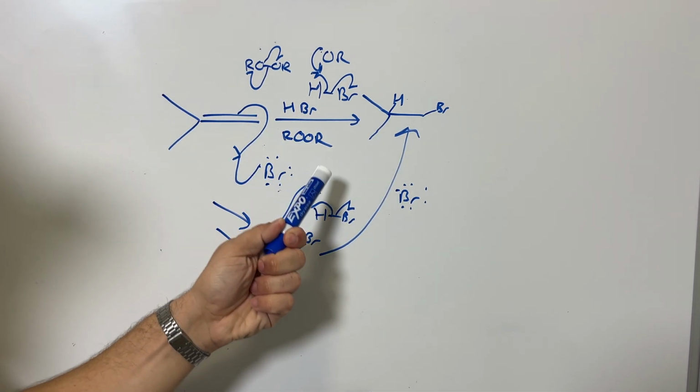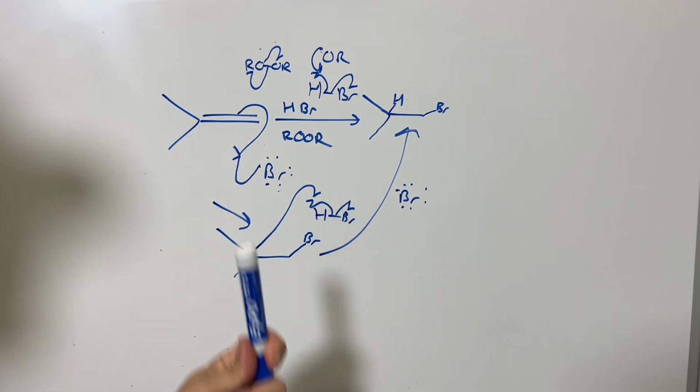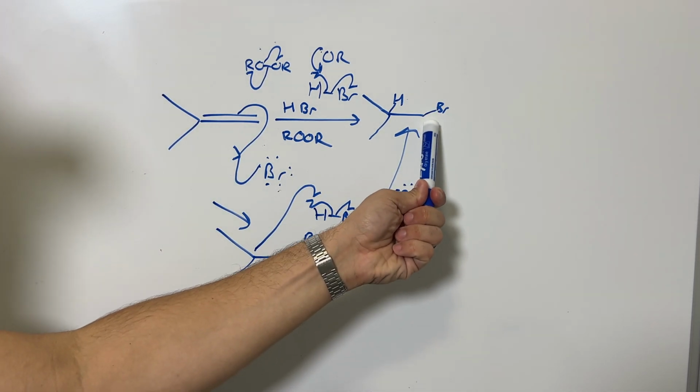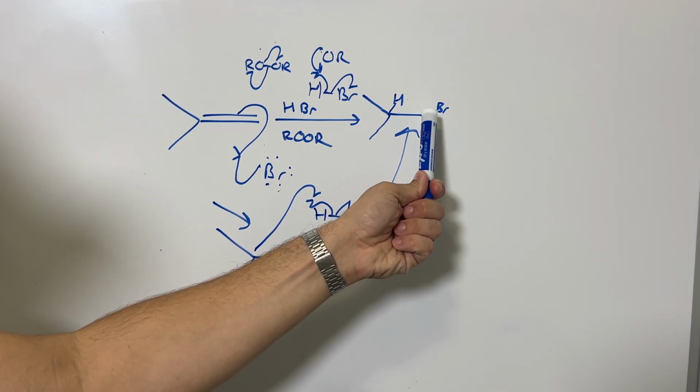We need peroxide present, and that peroxide presence causes it to proceed through a radical mechanism instead of a carbocation mechanism, which leads it to add at this least substituted position.